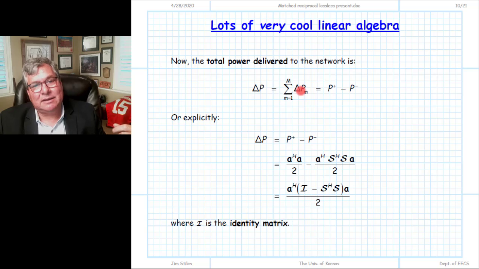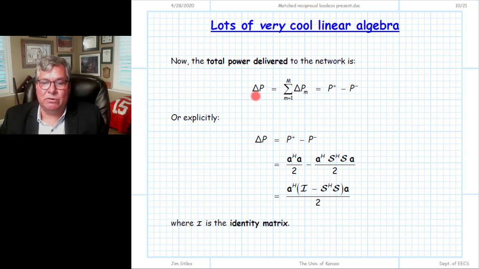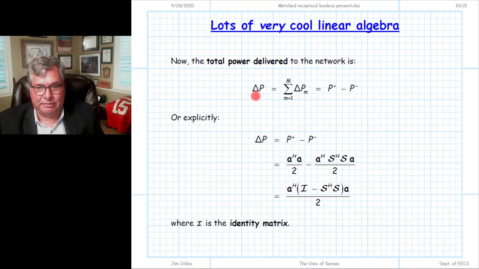What is the difference between incident and scattered? That is the net power flow into, if positive, and out of, if negative, each of the ports. And we can add those all together. Again, some of these values will be positive if the net power flow is into the port. Some will be negative if the net power flow is out of the port. But we add them all together, and that is the net power flow into our device.